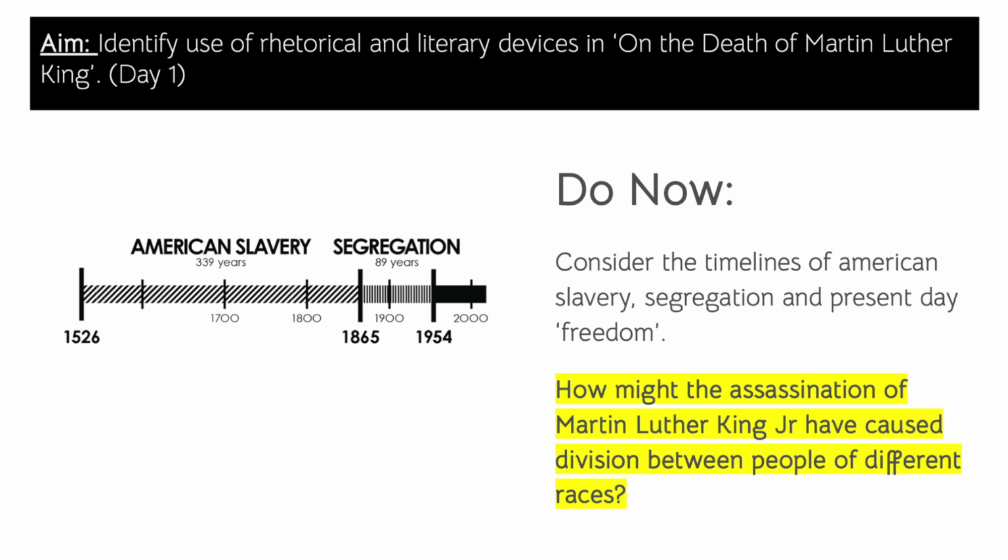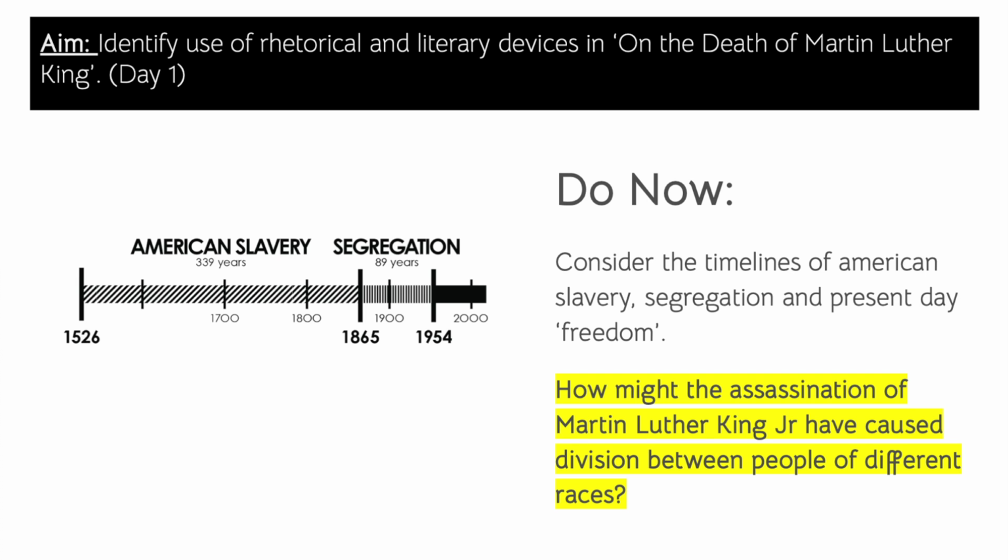So you see it starts out in 1526, 1700, 1800, and it is only in 1865 that American slavery ends. And from 1865 to 1954, there is segregation. So I want you to consider the timeline of American slavery, segregation, and present day freedom. And you can even think about how this ties into present day what's happening right now.